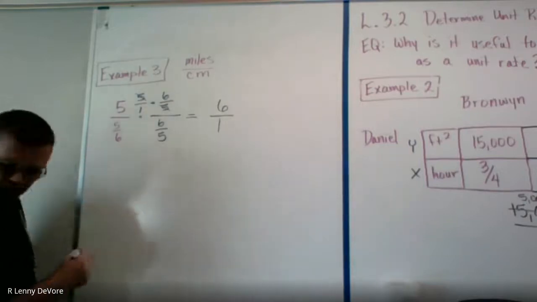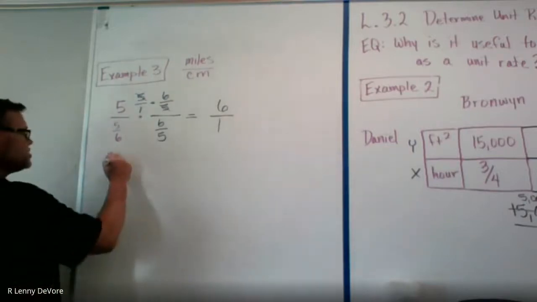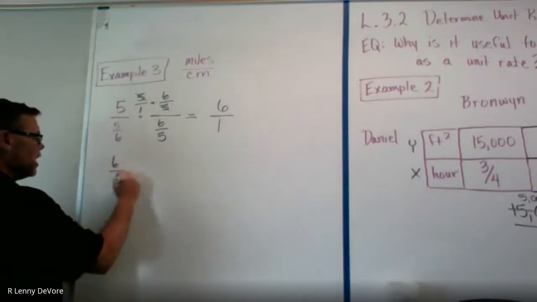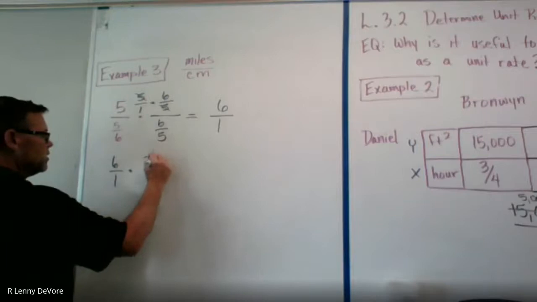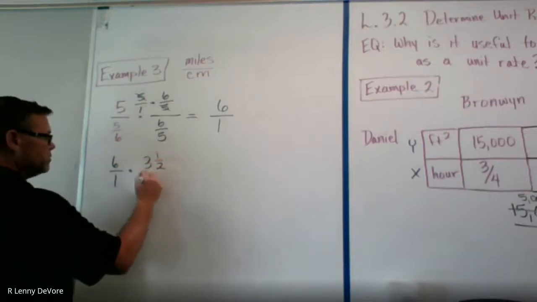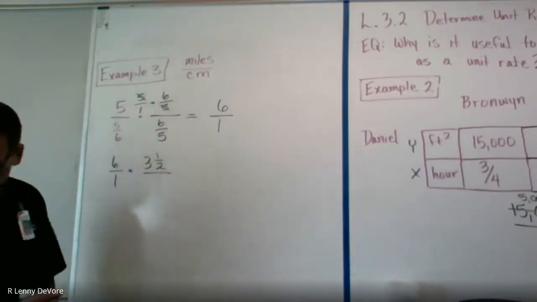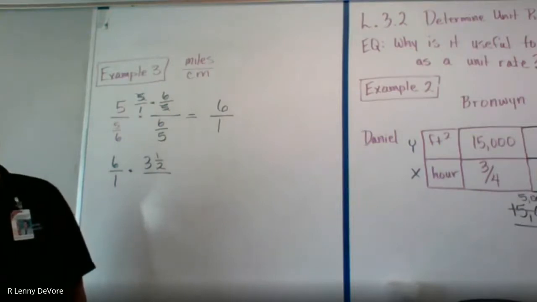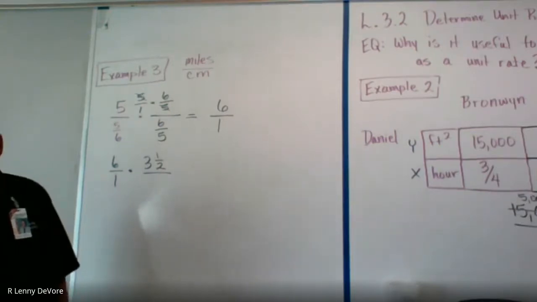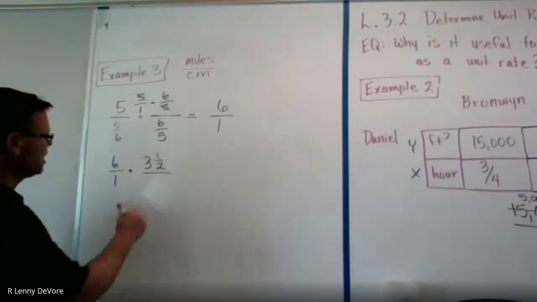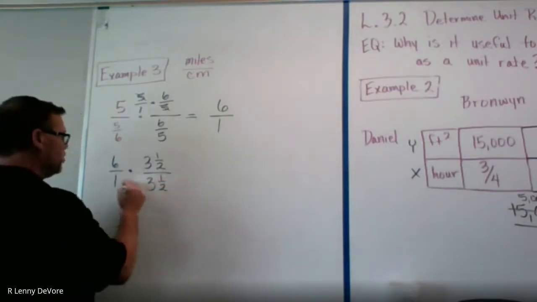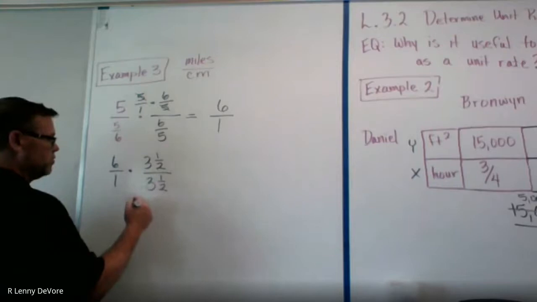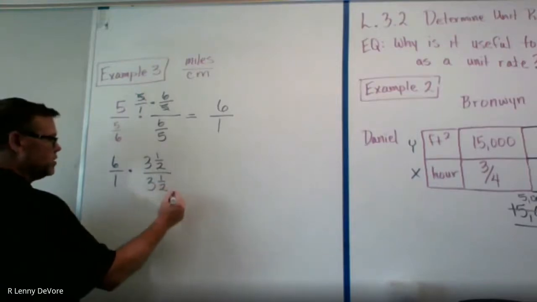Okay, so what we do is we take 6/1 and we're going to multiply it by 3.5. So all we're actually doing is, I can multiply this by 3.5 also, but we know that the centimeters needs to turn to 3.5. Okay, so we're keeping the ratio.